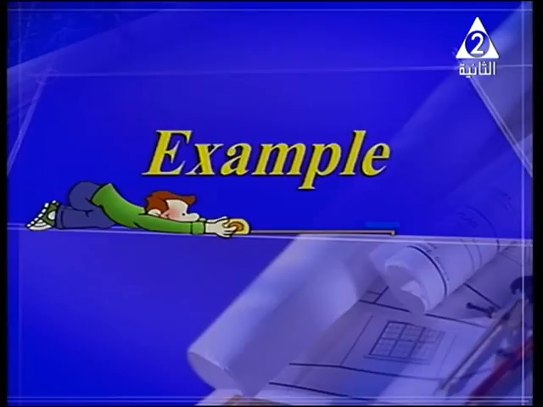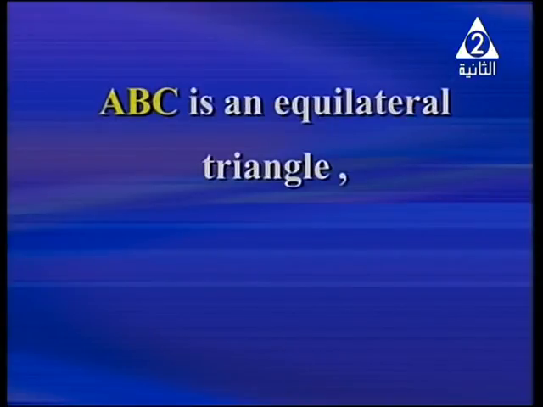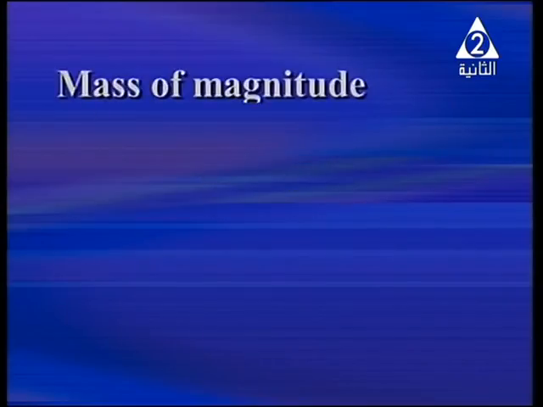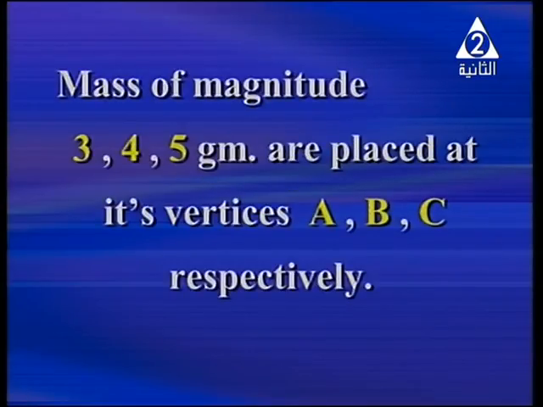Another example. ABC is an equilateral triangle. Its side length is 12 centimeter. Masses of magnitude 3, 4, 5 gram are placed at its vertices A, B, C respectively. Remember, dear student, we have triangle ABC, masses of magnitude 3, 4, and 5 gram are placed at its vertices A, B, and C respectively.